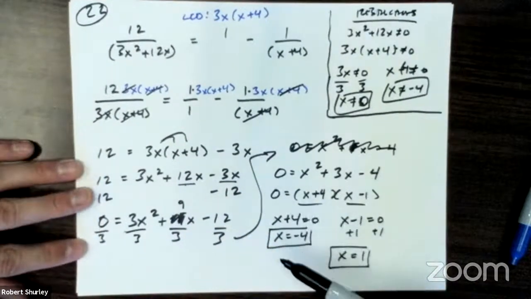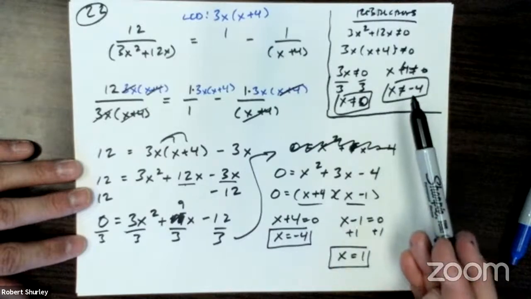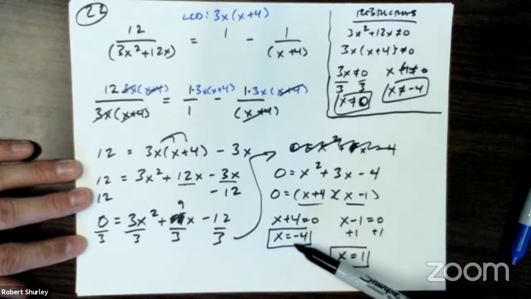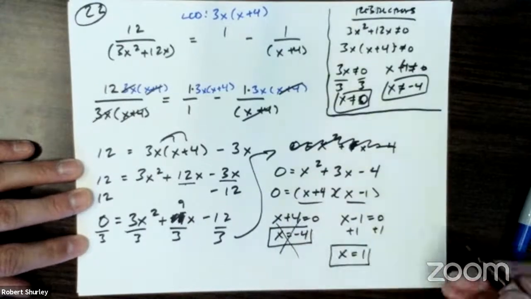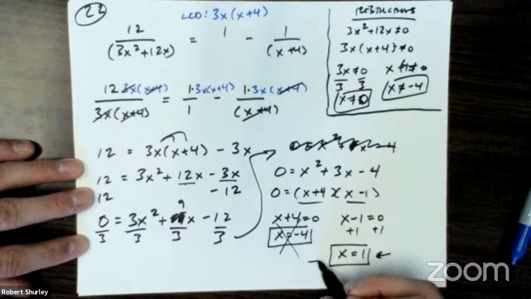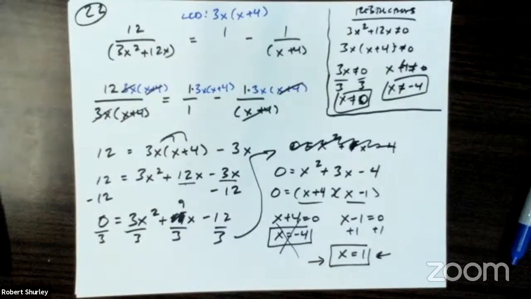And then we get to these 2 answers, but one of these we have to throw away, right? Negative 4 is a restriction. We can't have negative 4 as a solution. So it's got to go away. Okay, so the only answer we have for this equation is x equals 1.